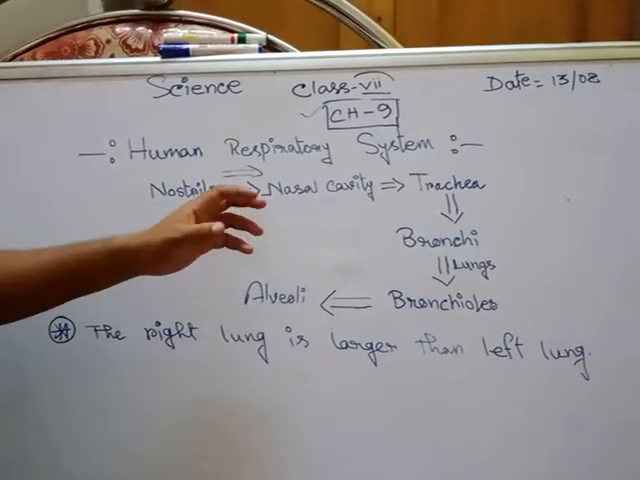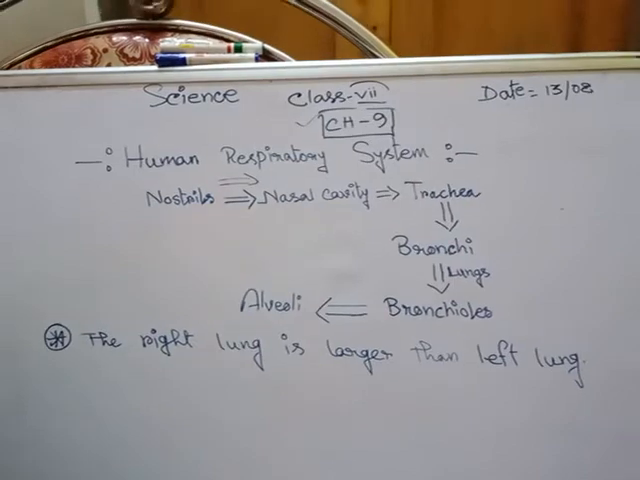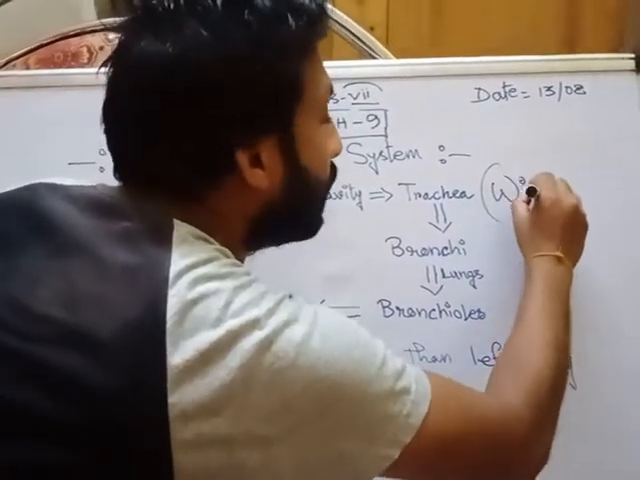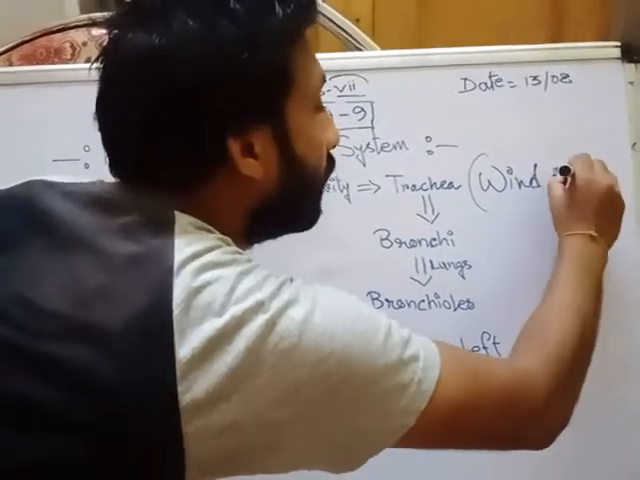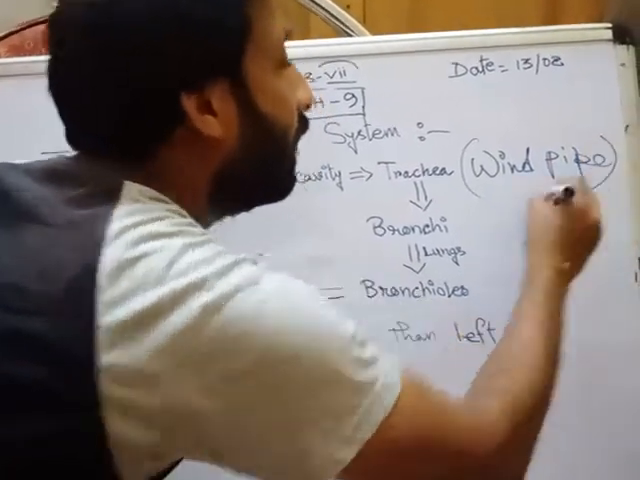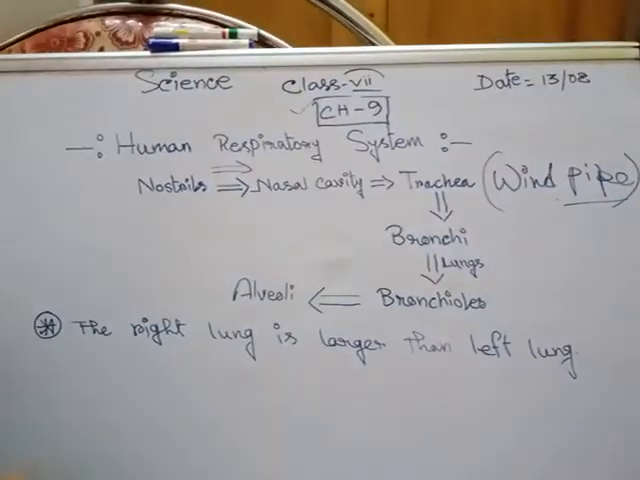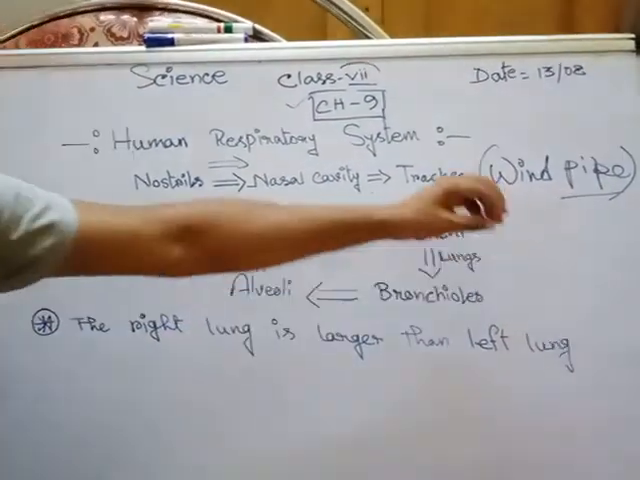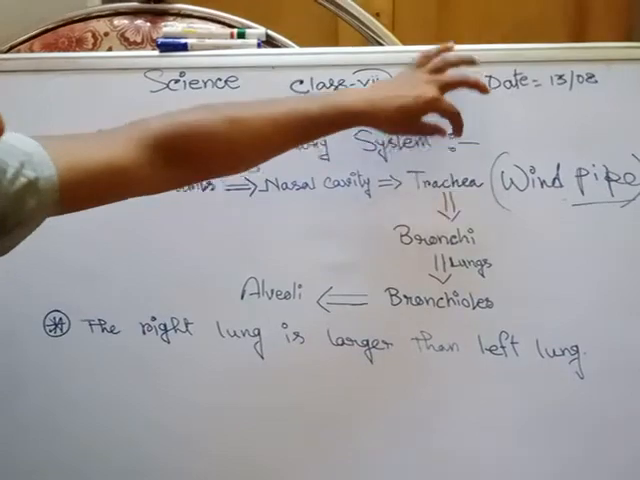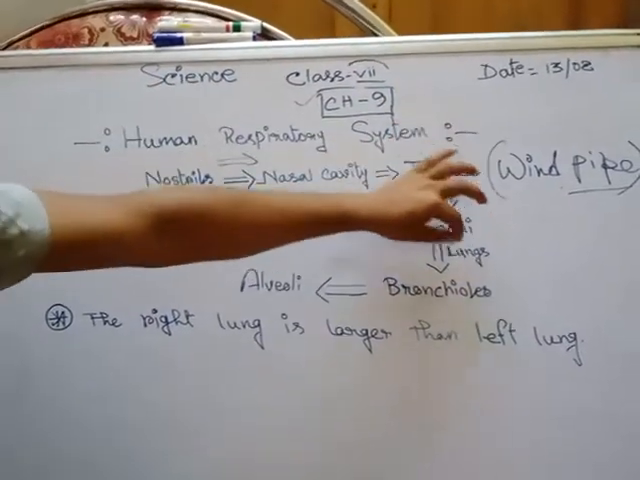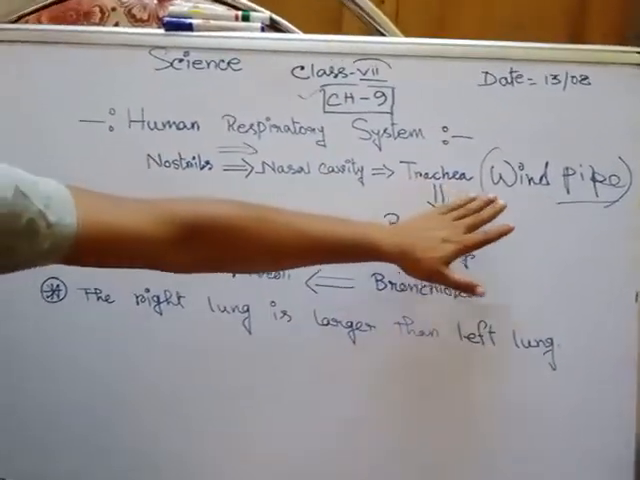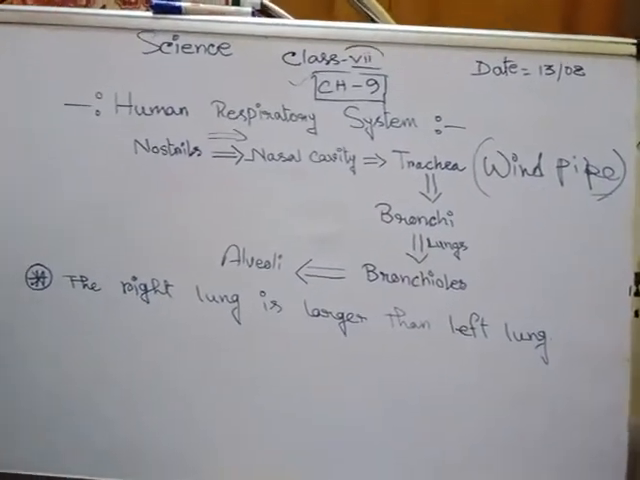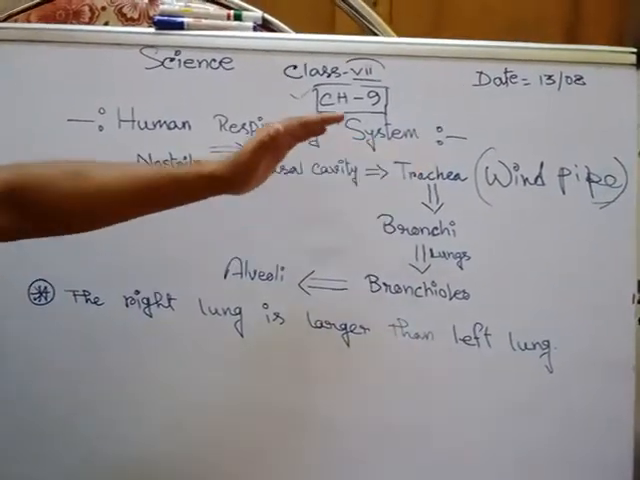to the windpipe, which is called the trachea. Trachea is also called the windpipe. It is pipe-shaped, that's why the trachea is called the windpipe, as air passes through this trachea. Then I will tell you the next step.